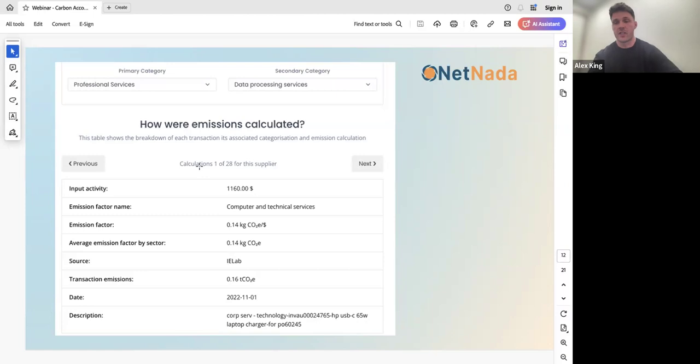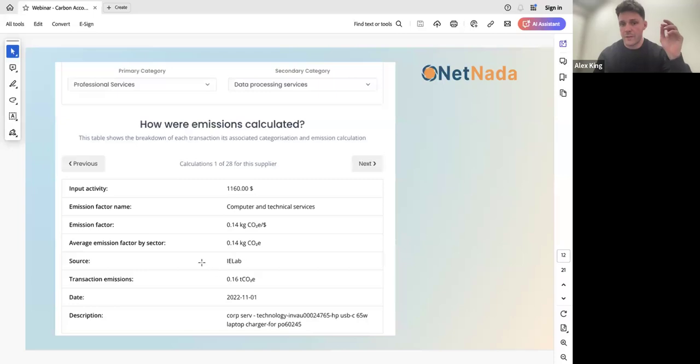You need to look at it from a transaction level, because otherwise, like with Amazon, you could be buying lots of different products or lots of different services from Amazon. So we look at it at the transaction level, not just the supplier level. But you can see here that the input activity is $1,000. And the input is being put against an emission factor of computer and technical services under professional services.